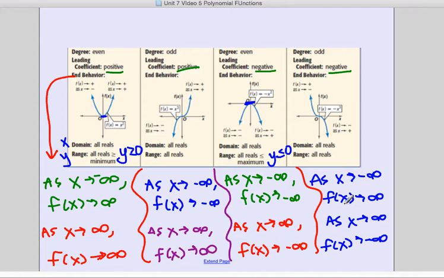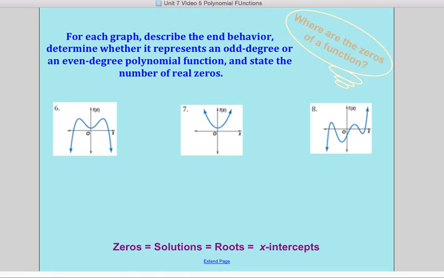Okay, so there isn't a lot to write here, but there is a lot of information here. So I really hope you wrote down some of this stuff, because it's going to come in handy. All right, so we have 3 more examples to do. It says for each graph, describe the end behavior, determine whether it represents an odd degree or even degree polynomial function, and state the number of real zeros. All right, so the first thing let's do is say if it's even or odd. Number 6, I notice both arrows are going down, so if they're going in the same direction, I know it is even.